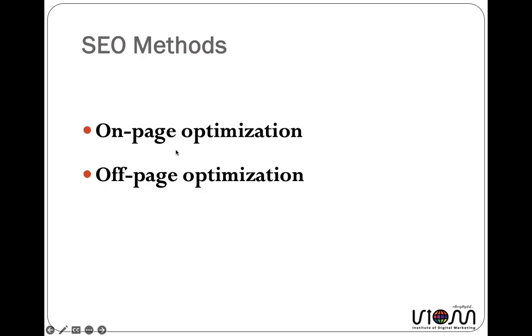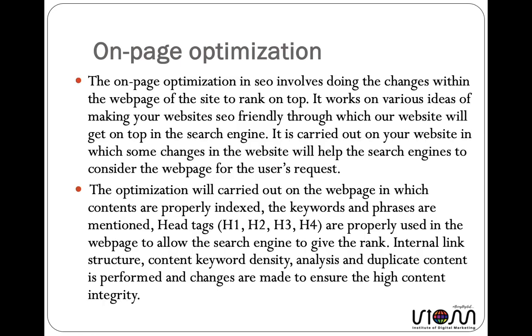There are two main methods in SEO, that is on page and off page. So what is on page? Like I said, on page optimization in SEO involves making changes within the web page of the site to rank on top. It works on various ideas of making your website SEO friendly, through which our website will get on top in the search engine. It is carried out on your website, in which some changes will help the search engines to consider the web page for the user's request.